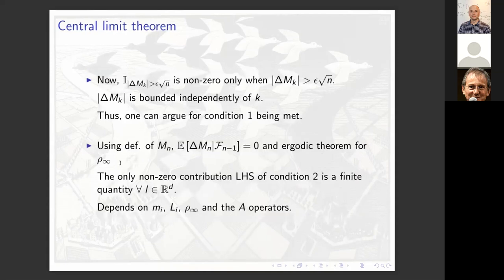So the only non-zero contribution to the left-hand side of that second condition is a finite quantity for all of these, for any vector L that you can choose. So what is that finite quantity? What is that contribution? Well, first of all, let me just note that it depends on mi. I'll show you the expression in a moment. It depends on this mi quantity, so also depends on this li, so those L operators, depends on the steady state, and of course the coin operators.